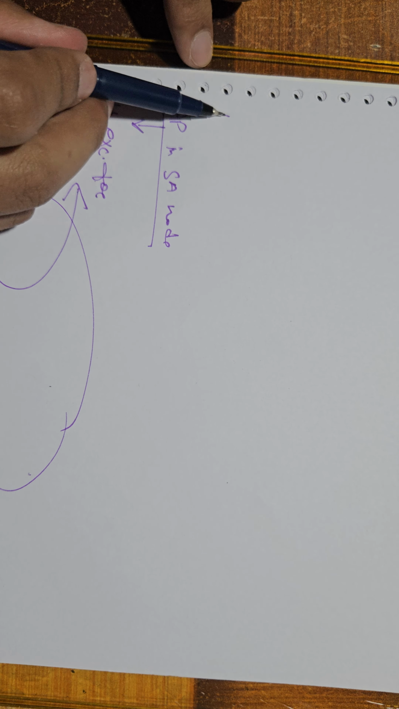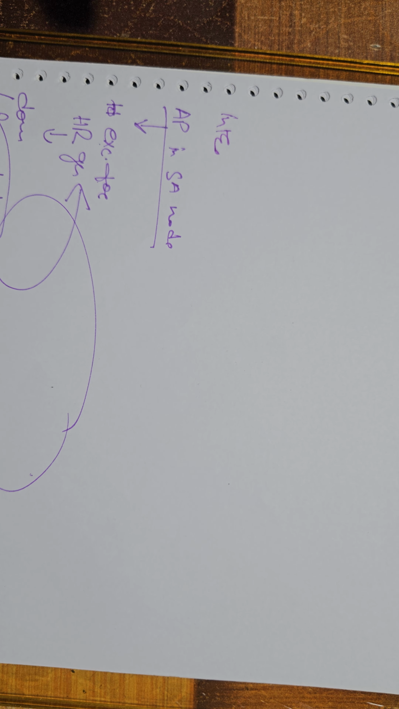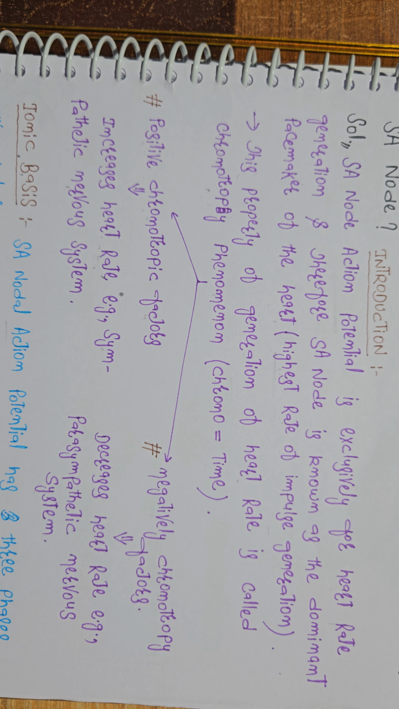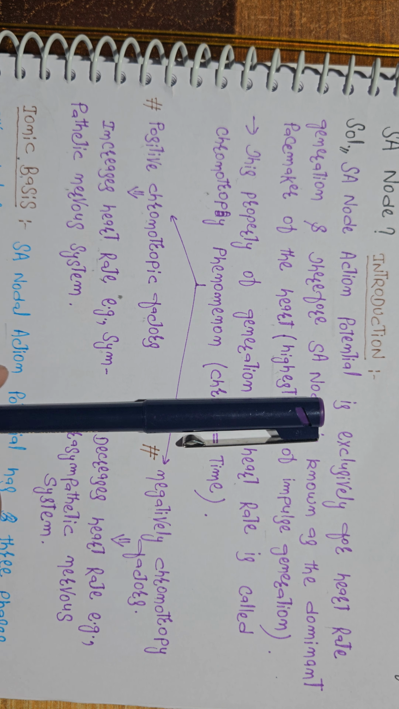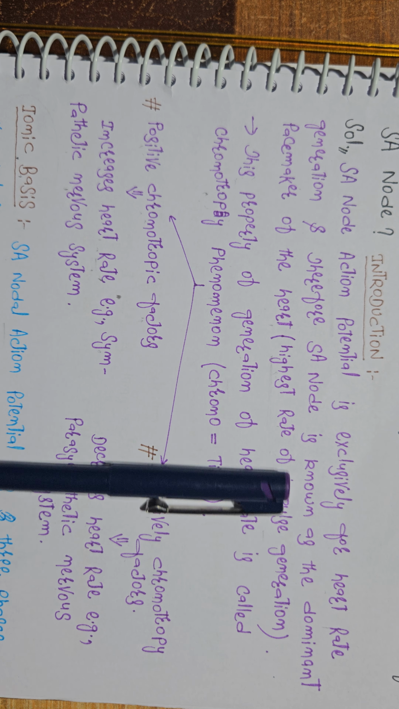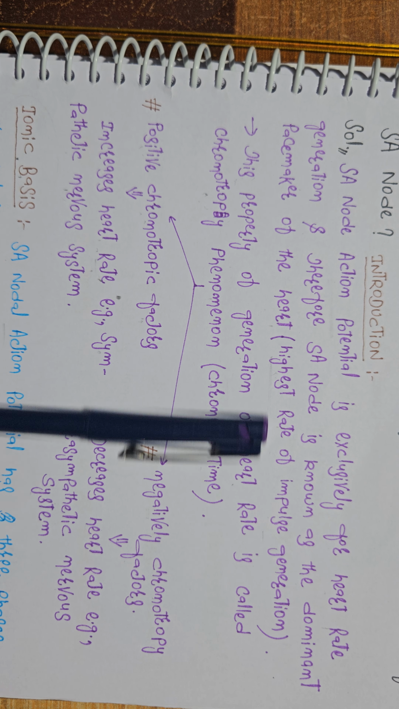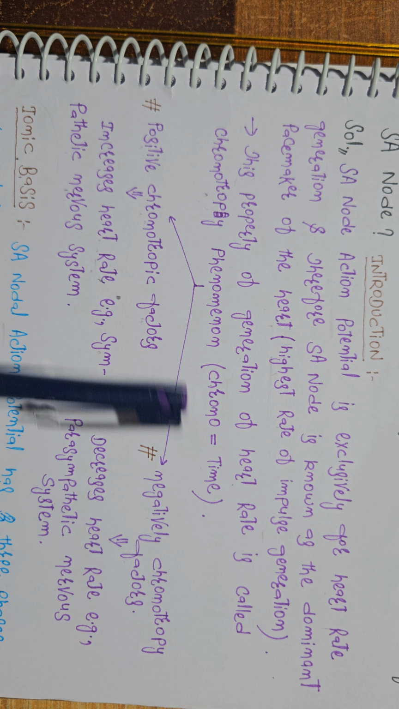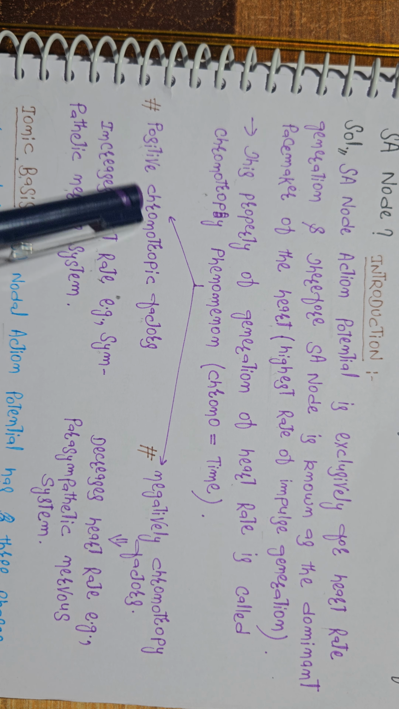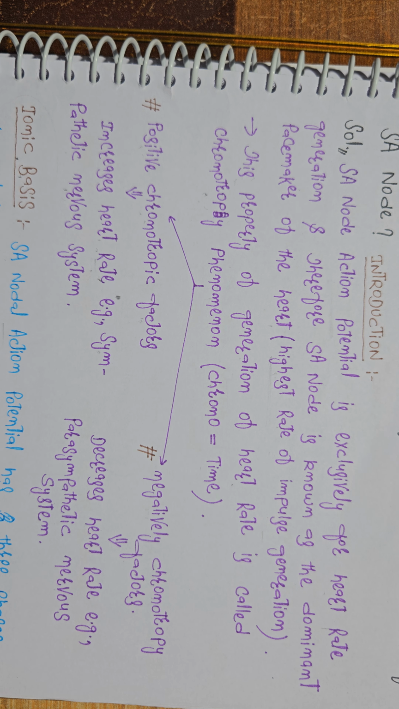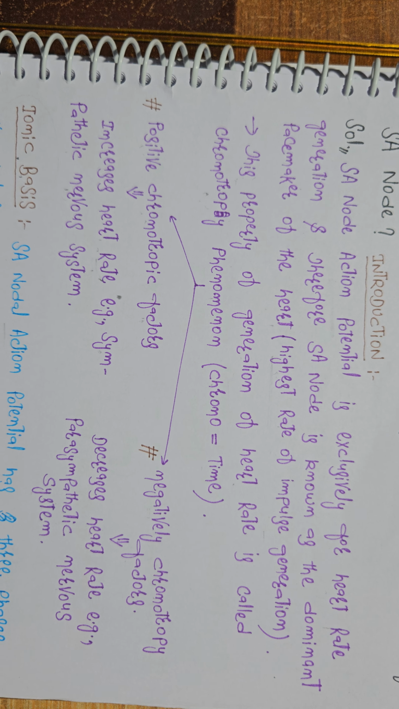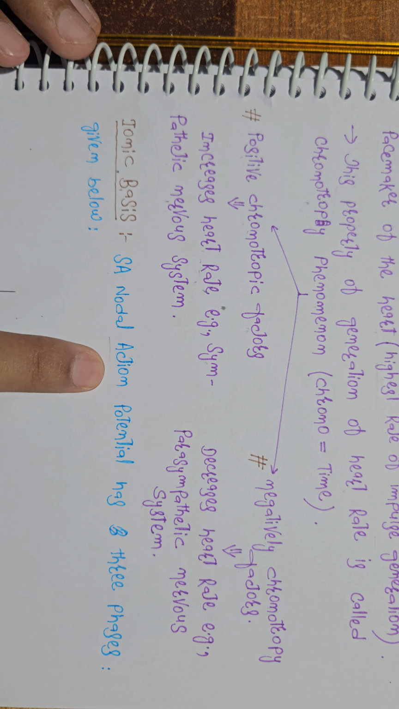So this was some introductory portion on SA nodal action potential. If we write this in university examination, this is the theory part. SA node action potential is exclusively for heart rate generation, and therefore SA node is known as dominant pacemaker of the heart, with the highest rate of impulse generation. This property of generation of heart rate is called chronotropic phenomena, and we have positively chronotropic factors and negatively chronotropic factors. Positively chronotropic factors increase heart rate, for example sympathetic nervous system, and negatively chronotropic factors decrease heart rate, for example parasympathetic nervous system. Now we go on with the ionic basis of action potential of SA node.